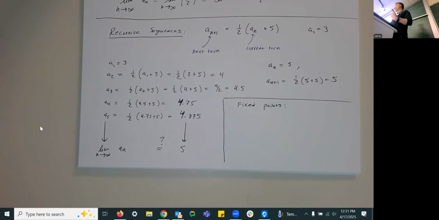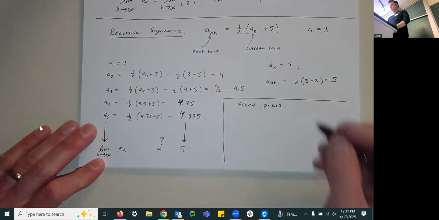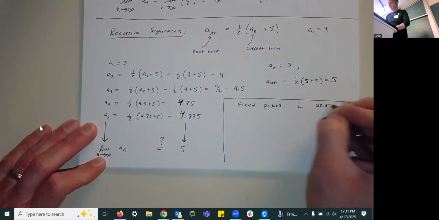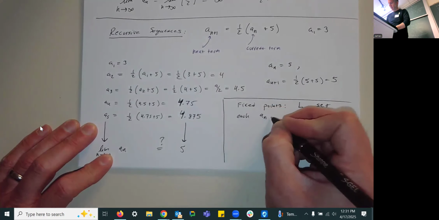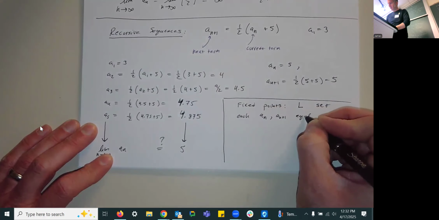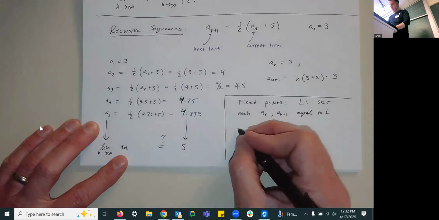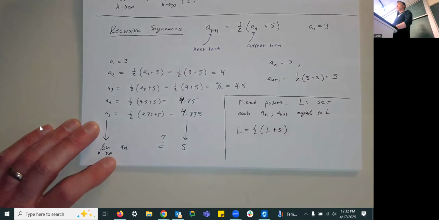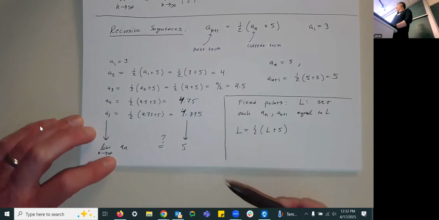So how do we find a fixed point? Well, you want to find a value so that if you plug it in, you get the same thing back. So we're going to call it L, and we're just going to set the equation in the following way. We're going to set a sub n plus 1 equal to L. So in this equation, I would have said L equals 1/2 times L plus 5. So I'm trying to find a number that if I plug it in, I get the same thing back. And then we solve for L using algebra.